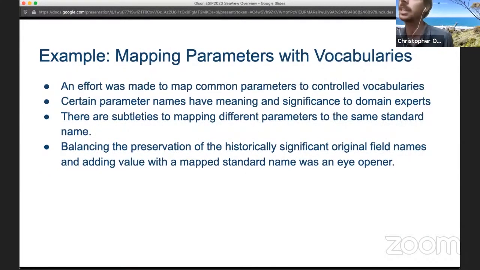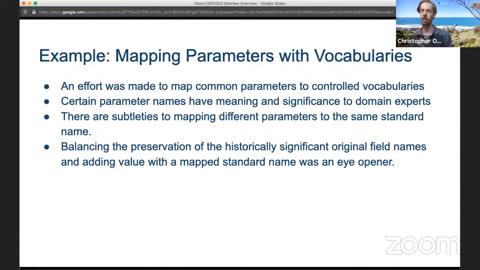Another example was in mapping parameters and vocabularies. In merging all of this data, there were a lot of parameters, and we tried to assign a lot of controlled vocabulary names to these. This ended up having a lot of subtleties to it. For example, you look at two parameters that are oxygen measurements, but maybe one is collected from a water sample that was then taken to a lab and measured, and maybe another was measured directly from a digital sensor. So is calling these two things the same thing really right?